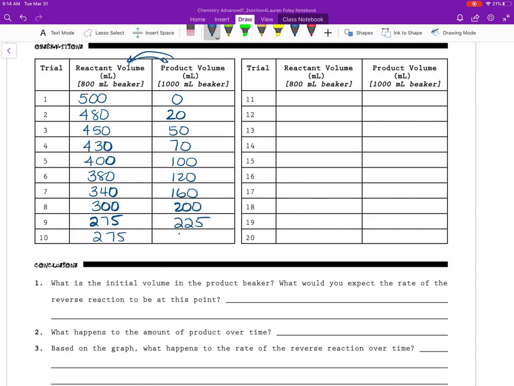And then what you would have seen over several trials is that once you've accumulated enough product in your product beaker, you're able to scoop it all back into the reactant beaker. So you see your numbers are leveling off, okay?